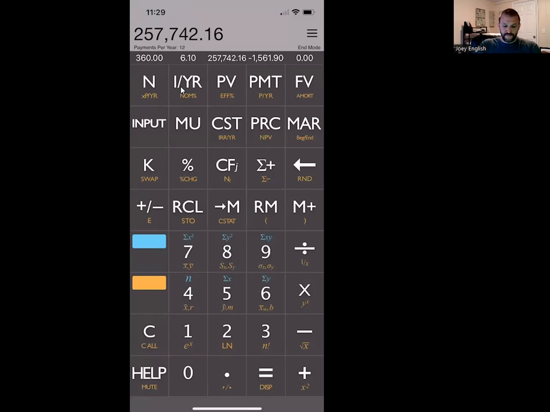All right. So what do you think is going to happen with that? What do you think people are going to be able to do? Are they going to be able to afford more of a payment? Well, let's find out how much more of a payment is. All right. So I want you to remember 1561.90.